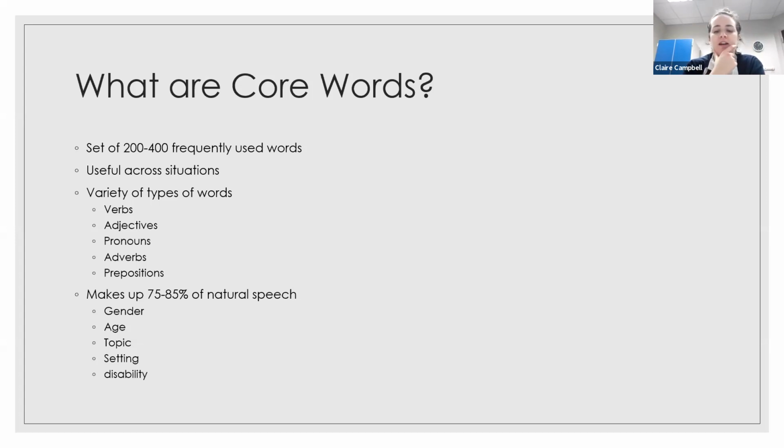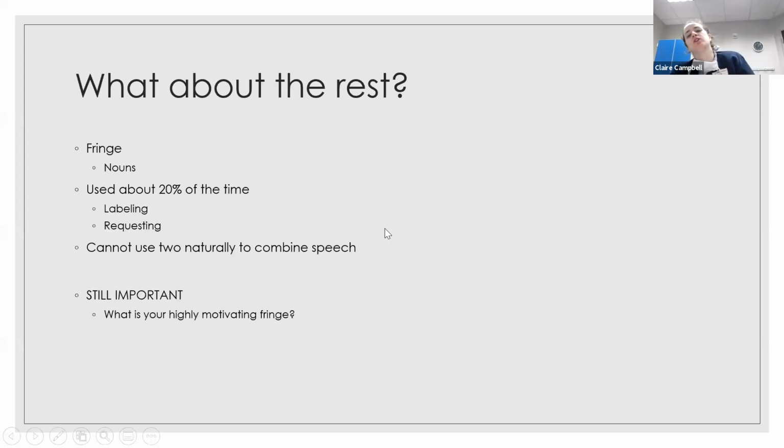And that doesn't matter whether you're 5, 15, 105, male, female, whether you're talking about at school, at McDonald's, at home, reading a book. And if we're teaching our kids right, then it's the same regardless of ability level. The rest of those words, the nouns, what would have been list 1 when we got the first page, those are what we call fringe words. Fringe words are only nouns. We use them about 20% of the time. And they are mostly labeling and requesting.